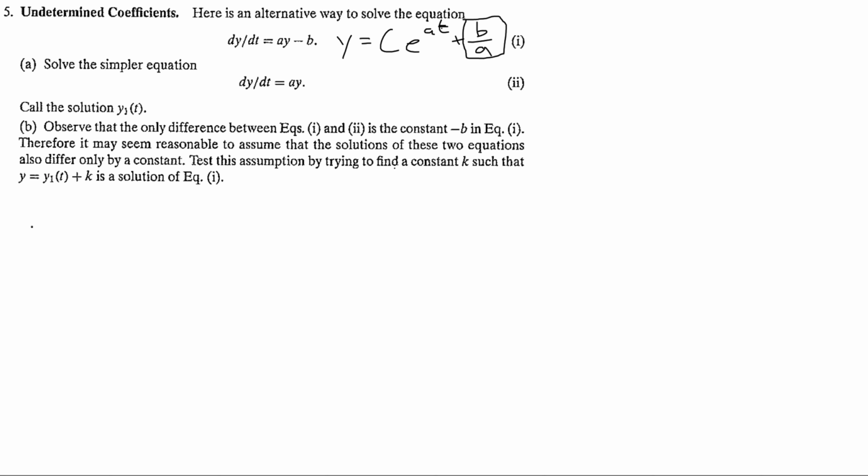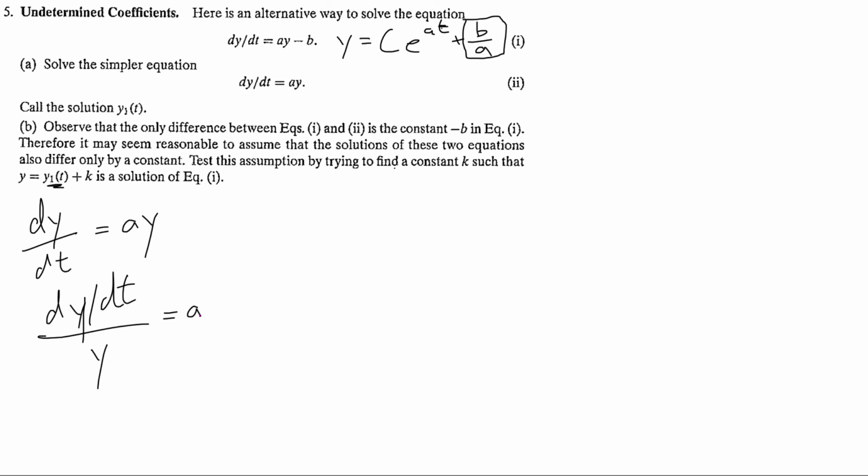Okay, so now let's solve the second one, because this will help us understand a little bit better. So we're going to do the same thing again. So dy over dt, and we're looking for this over here, right? That's what it says. Call the solution y1 of t, right? So dy over dt is equal to ay. Now we don't have to do any trick to take the a away, because with simple algebra we could just do dy over dt divided by y is equal to a, right?